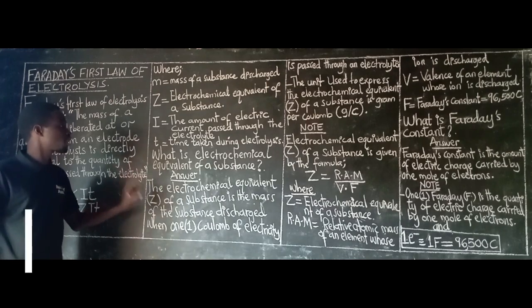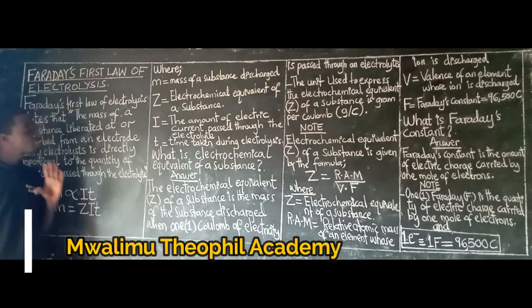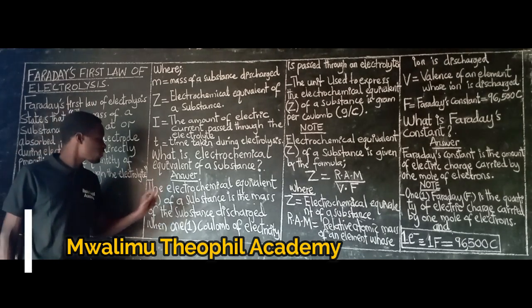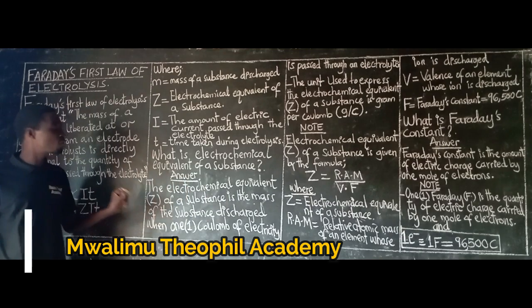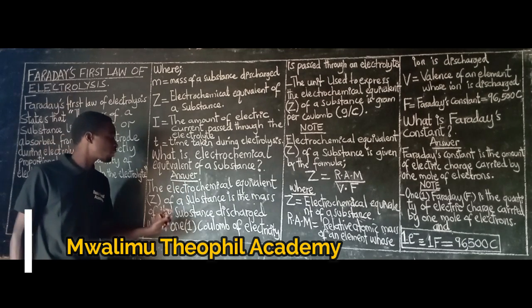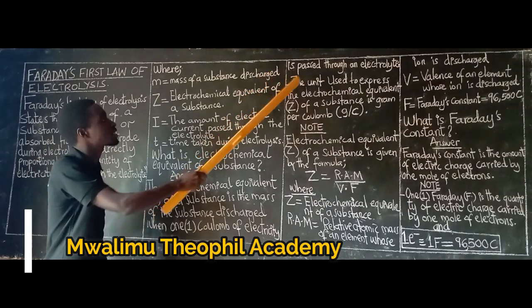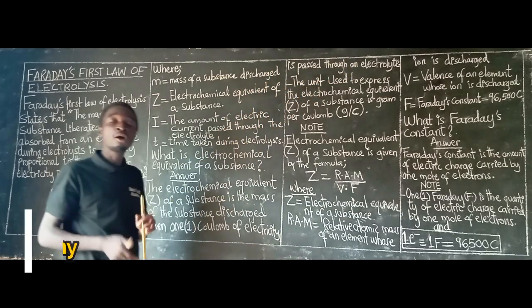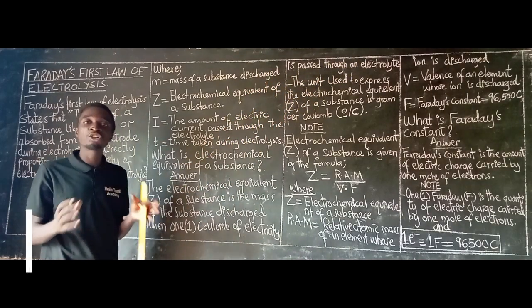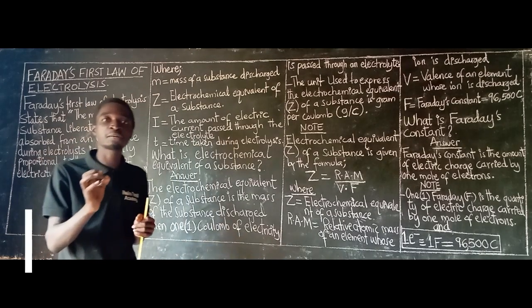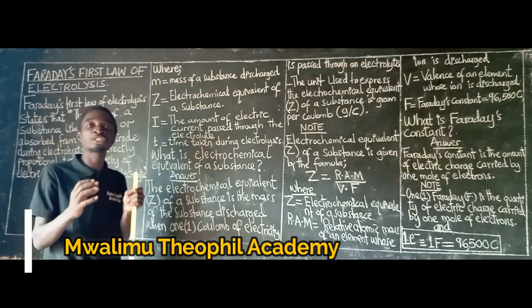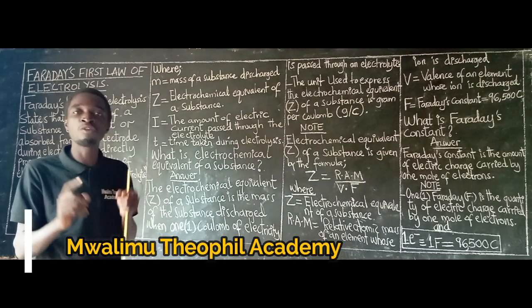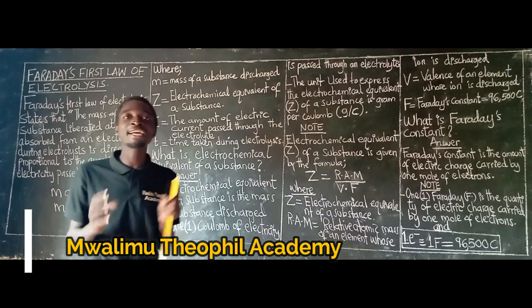Welcome to today's session. What is the electrochemical equivalent of a substance? Simply we say that the electrochemical equivalent, denoted as Z, of a substance is the mass of the substance discharged when 1 coulomb of electricity is passed through an electrolyte. So, whenever you're told about the electrochemical equivalent of a substance, you have to take note that it is the mass of a substance discharged during electrolysis when 1 coulomb of electricity is passed through an electrolyte.